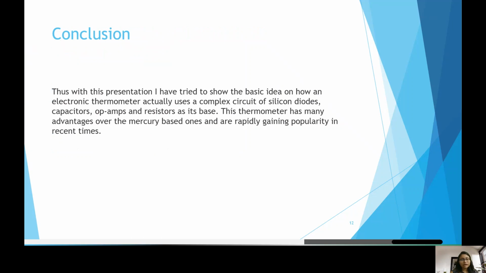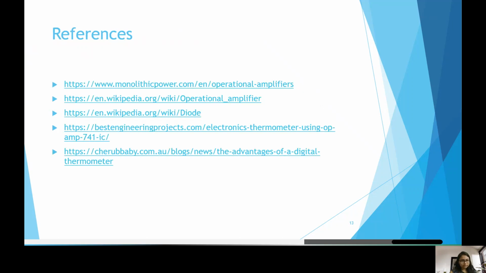Thus, with this presentation, I have tried to show the basic idea of how an electronic thermometer actually uses a complex circuit of silicon diodes, capacitors, op-amps, and resistors at its base. This thermometer has many advantages over the mercury-based ones and is rapidly gaining popularity.